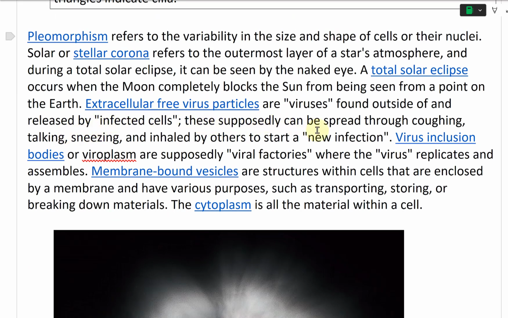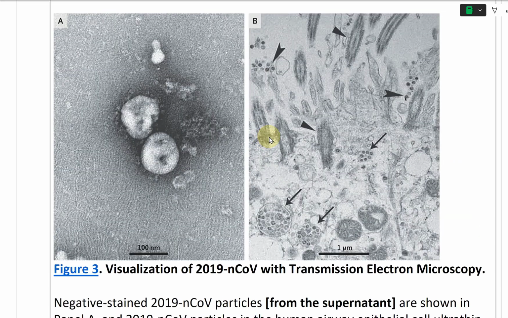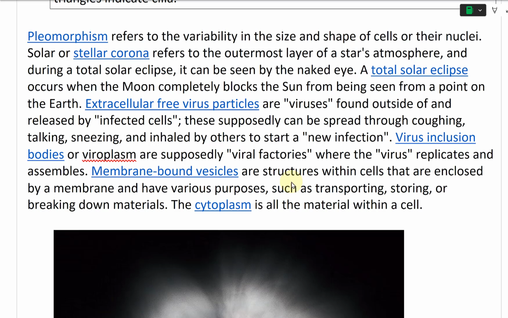And these supposedly can be spread through coughing, talking, sneezing, and inhaled by others to start a new quote infection. All right, virus inclusion bodies or viroplasm are supposedly quote viral factories where the quote virus replicates and assembles. So these inclusion bodies are supposedly where these viruses are being produced, supposedly. All right, membrane-bound vesicles are structures within cells that are enclosed by membrane and have various purposes such as transporting, storing, or breaking down material.